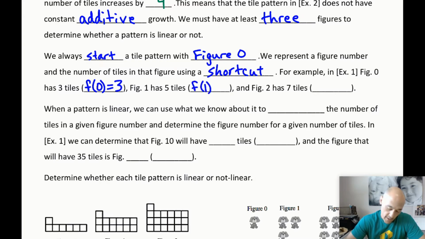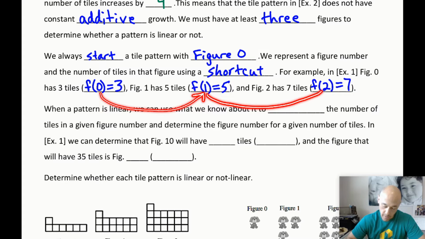Figure 1 has 5 tiles. F of 1 equals 5. And figure 2 has 7 tiles. F of 2 equals 7. And so we can see that as our figure number increases by 1, the number of tiles increases by 2.